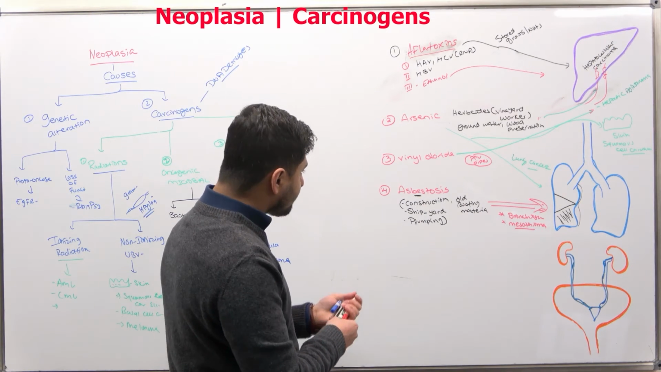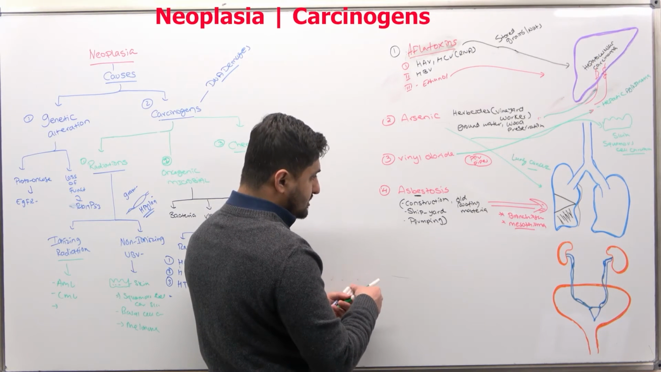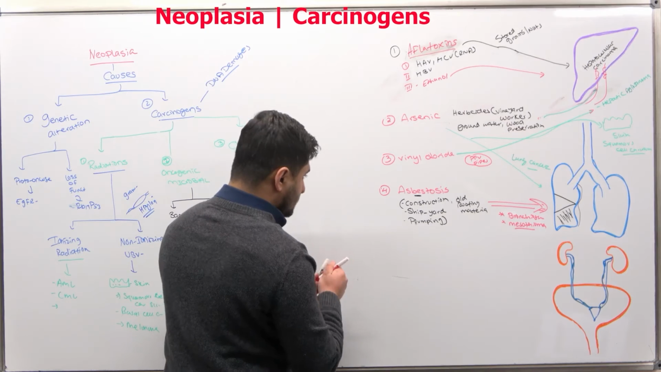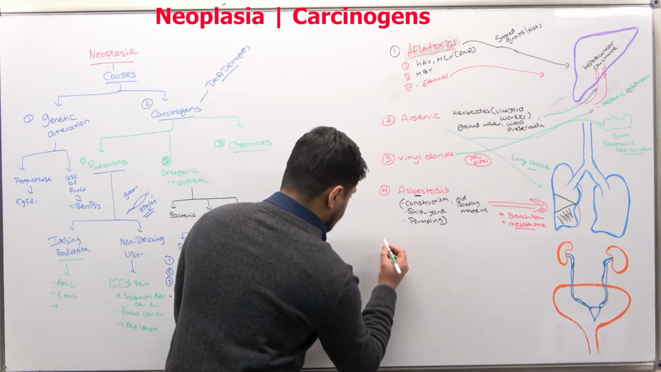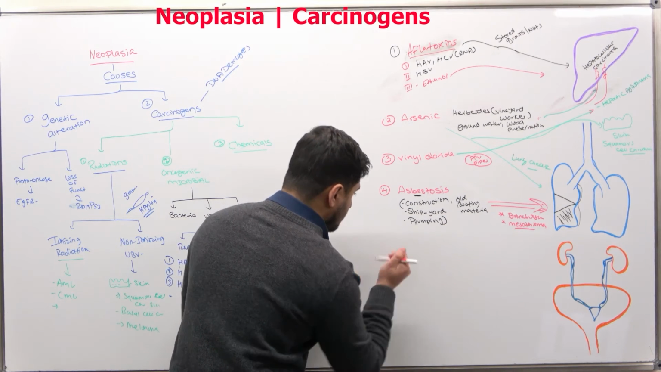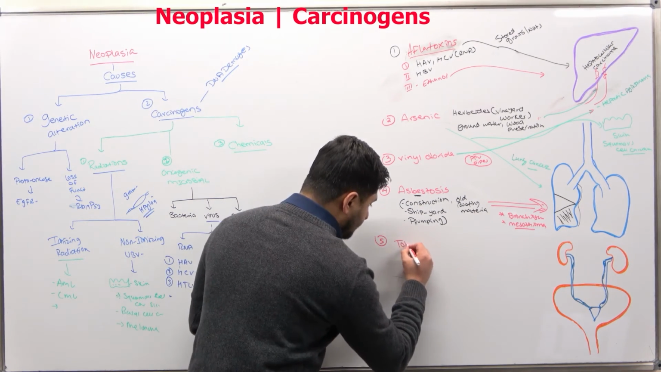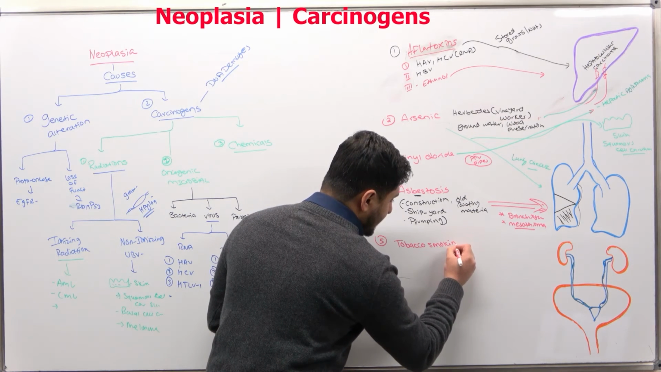Now, after this, you also have to remember this one, which is very high yield. Let's write down number 5 here, and that is tobacco smoking. Tobacco smoking is like a cancer-producing agent.